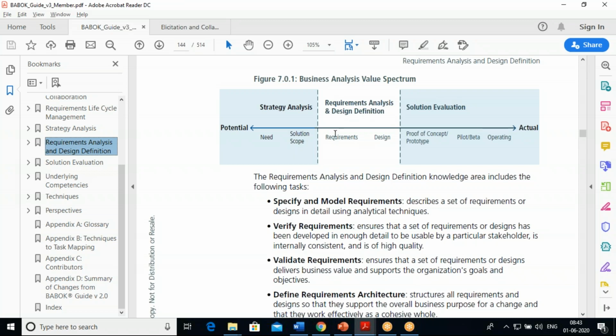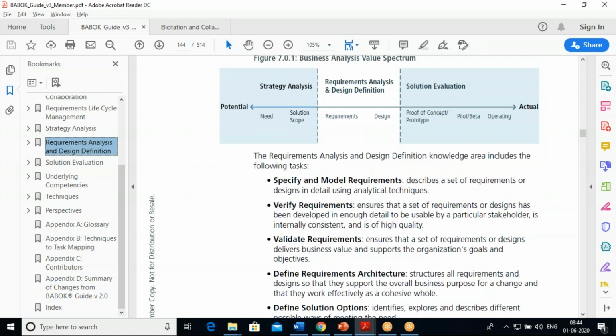Now here we are going to discuss requirements and design, which are with respect to the project. We have 6 tasks here: specify and model requirements, verify the requirements, validate the requirements, define requirements architecture, define the solution options, and analyze potential value and recommend solutions. That we have to do.